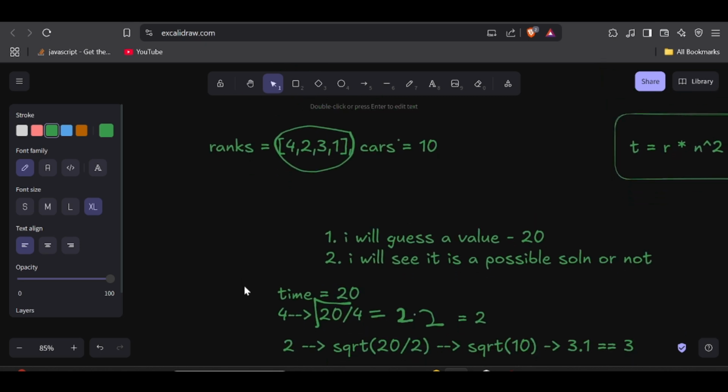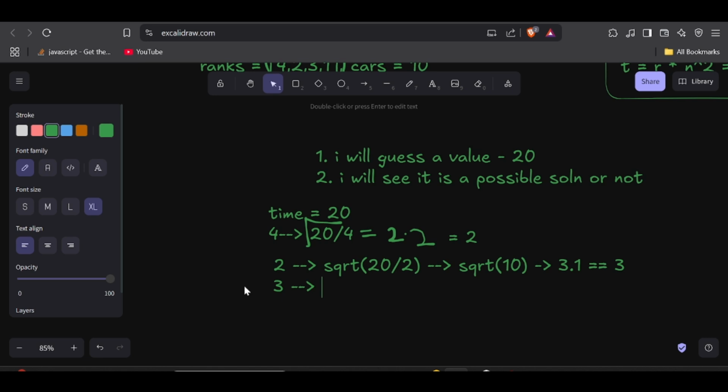Next is 3. So I will take the square root of 20 divided by 3. 20 divided by 3 is around 6 point something, 6 point 1 or 2. And its square root is around 2.3 or 2.4. If I convert it into the integer, it will be equal to 2.